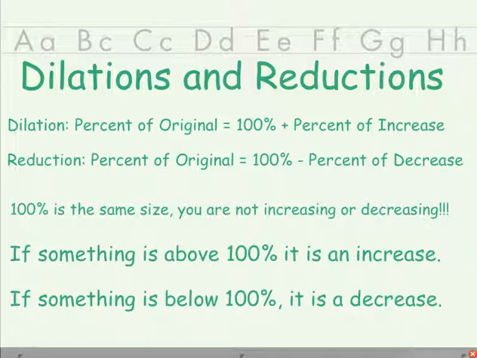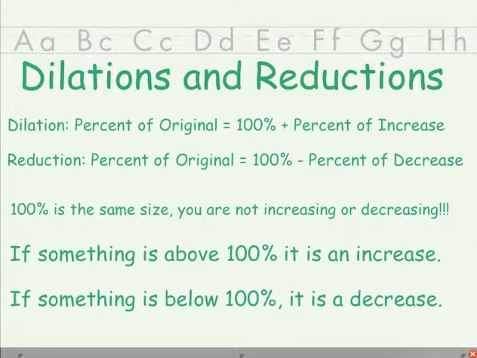Whereas a reduction means the percent of the original that I have is 100% minus the percent of decrease. For example, if I am decreasing by 25%, that would mean I have 75% of the original, because I have 100% minus 25%. If we have just 100% of the original, we're not increasing or decreasing. That is the same size. If we have a percent of the original above 100, that's an increase. If it's below 100, we have a decrease.